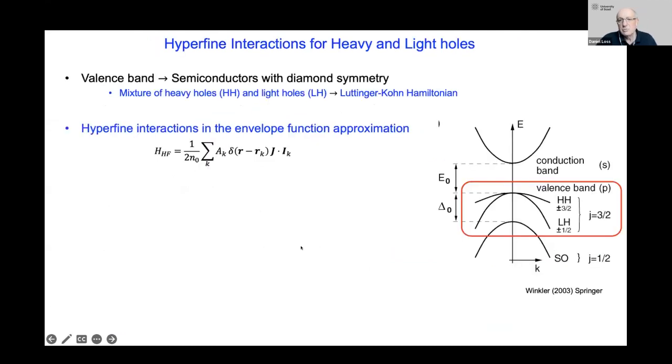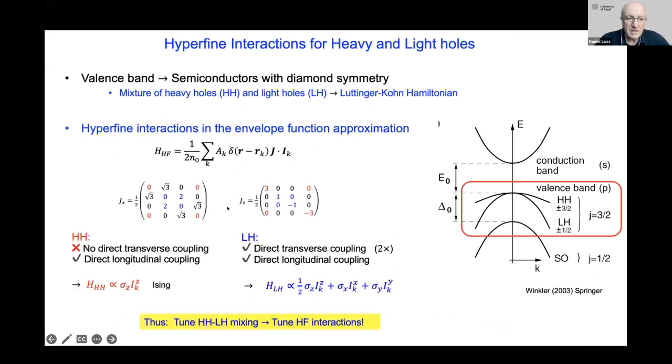One can show that hyperfine interaction is describable in the envelope function approximation, as is shown here. And for holes, this has a very important aspect, namely that for heavy holes, which are described in this matrix here by the red entries, there is no direct coupling.